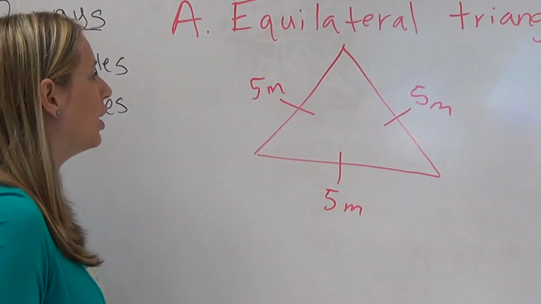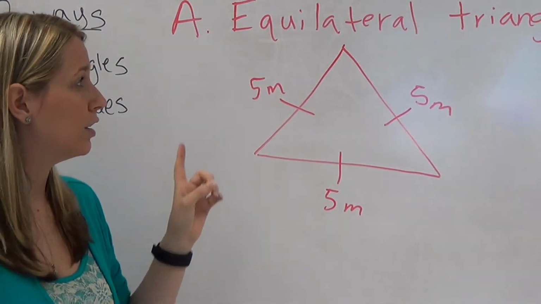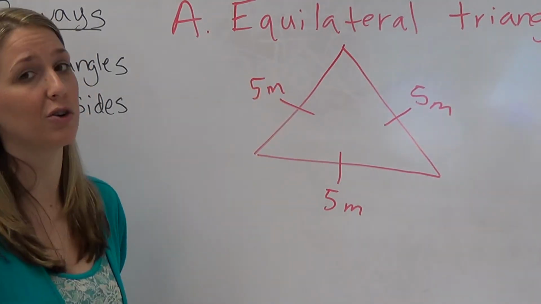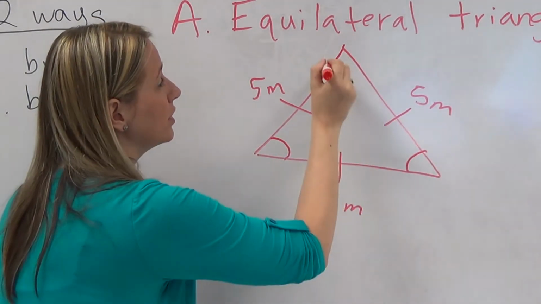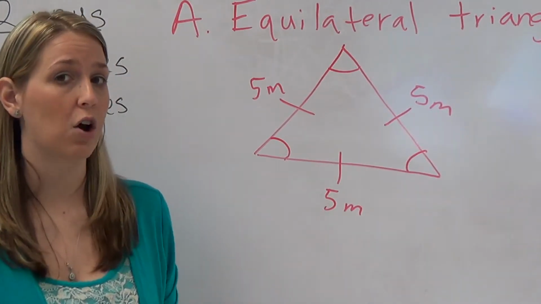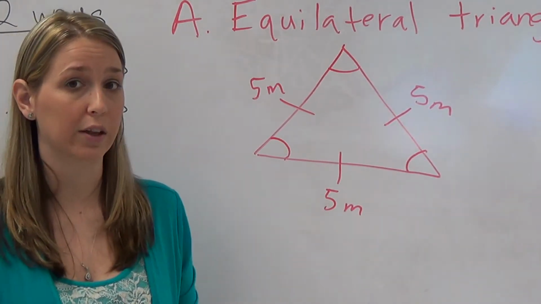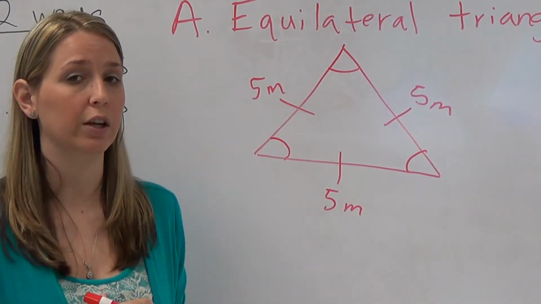Now, we just had equiangular triangle up here. Now, interestingly enough, if a triangle is equilateral, it's also going to be equiangular. So if you have an equilateral triangle, it's also going to be equiangular. And it works the other way around. If it's equiangular, it's also going to be equilateral. So those kind of go together. So the equals go together. If it's equilateral, it's equiangular, and if it's equiangular, it's equilateral.